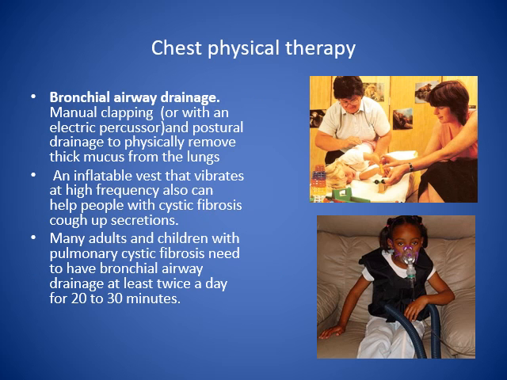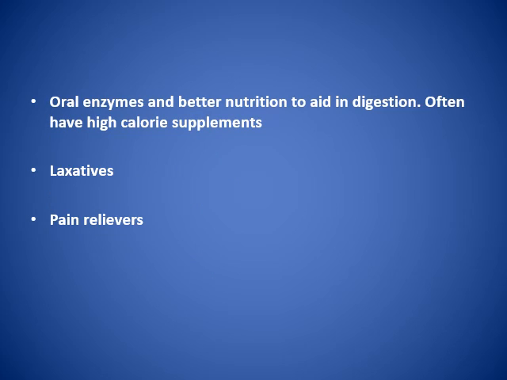Bronchodilators are often used in patients with cystic fibrosis. So here are some images of chest PT. An older child will probably have a prescription and go home with a chest vest, which will provide chest PT a couple times a day for them. They'll need that. Again, oral enzymes and better nutrition to aid in digestion. Higher calorie supplements. Some children will be prone to constipation, so having a good bowel regime if needed.